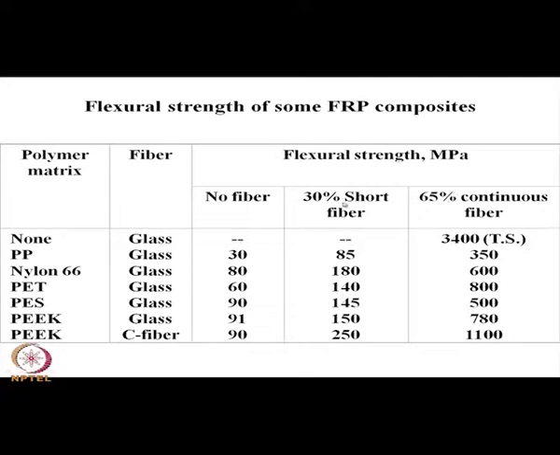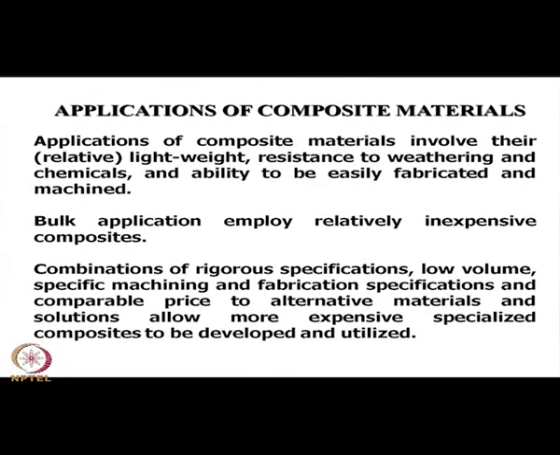And if somebody can use a higher amount of fiber, you see further increment in properties. Here with PEEK and carbon fiber, the flexural strength is 1100 megapascal. So, it indicates that these high performance polymer matrices with carbon fiber can be a very good pair for high performance composites.